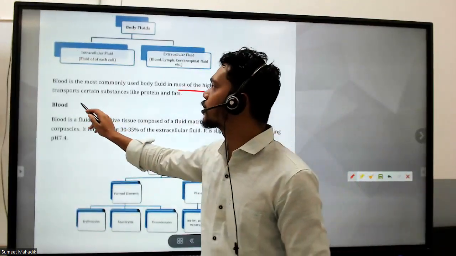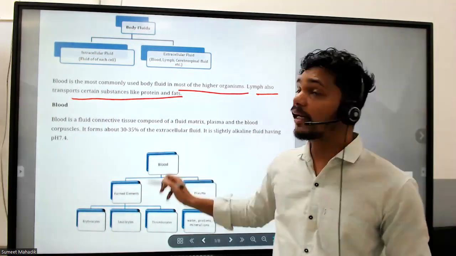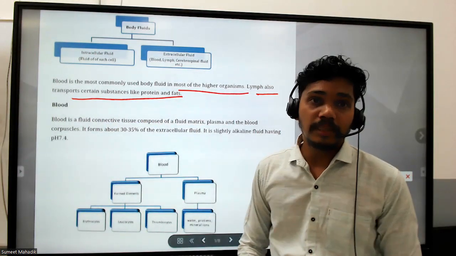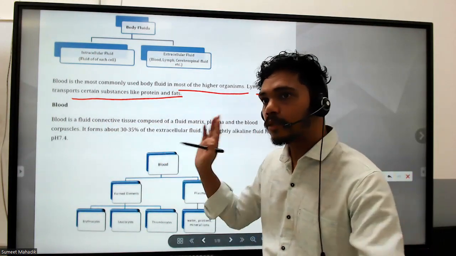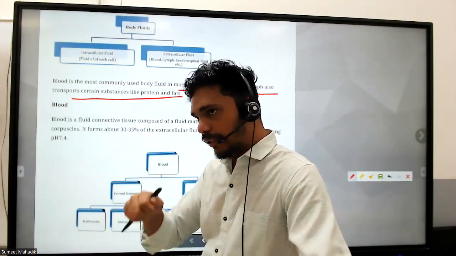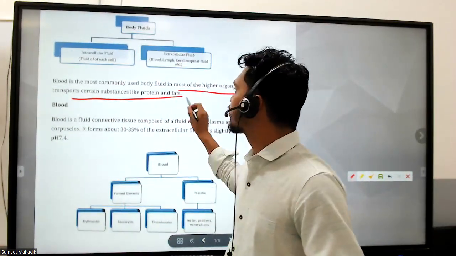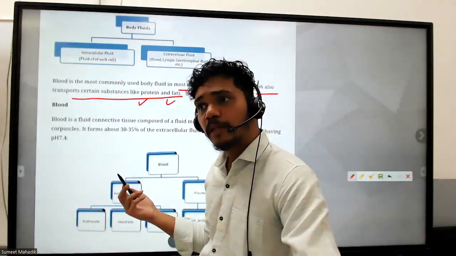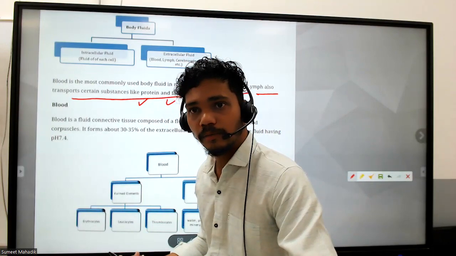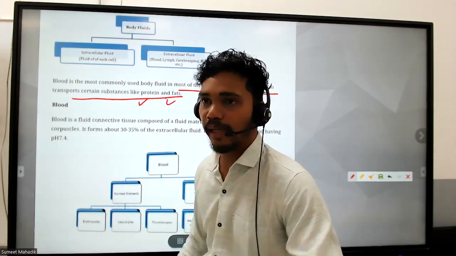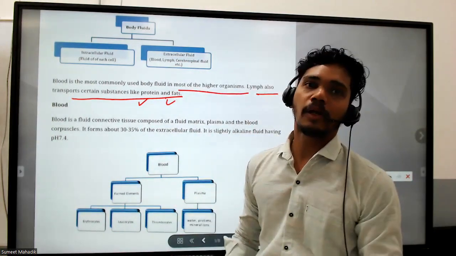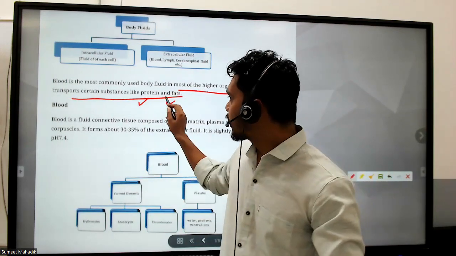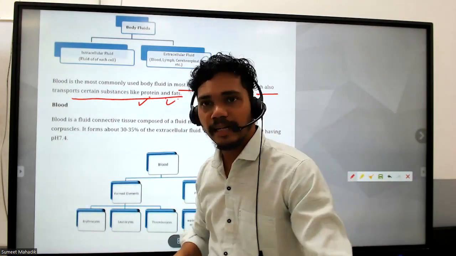Lymph also transports certain substances like protein and fats, but not RBC. Getting my point? RBC is not there in lymph. If blood is devoid of RBC, that is called lymph, and lymph is responsible for protein and fat. Lymph is where RBCs are not required. So obviously it's going to transport protein and fat because cells are there, right?